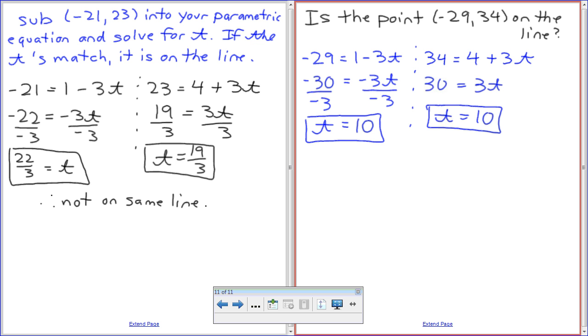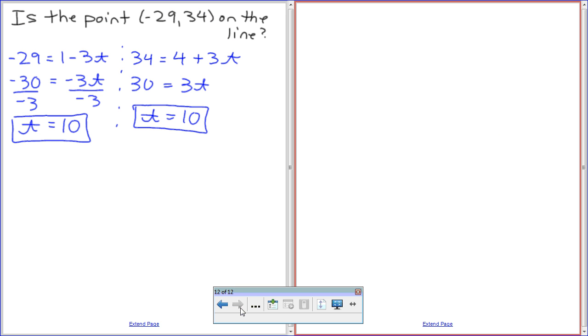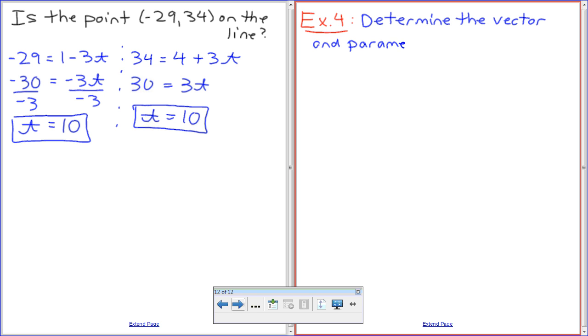Example 4. Determine the vector parametric equation with line.